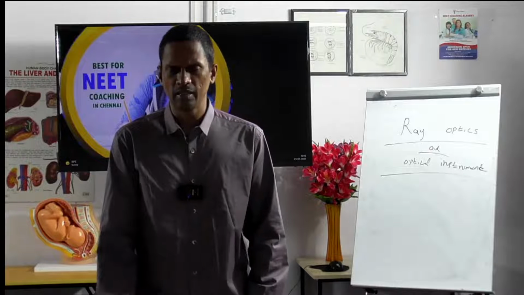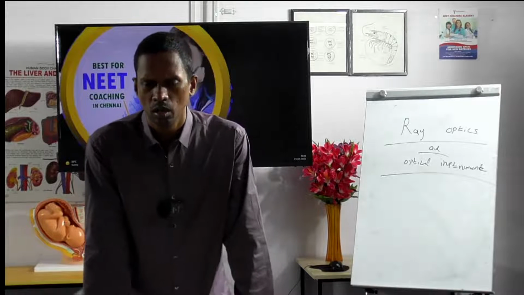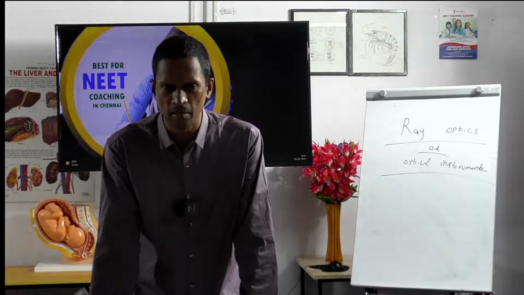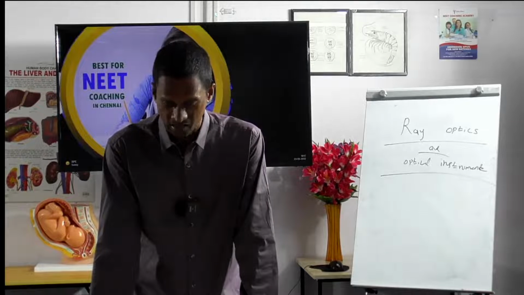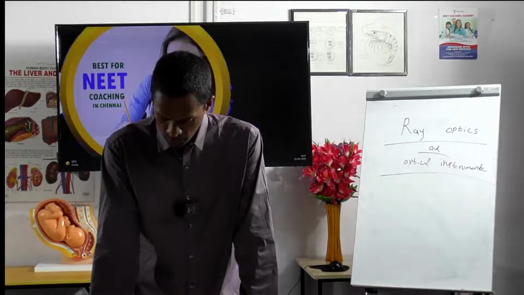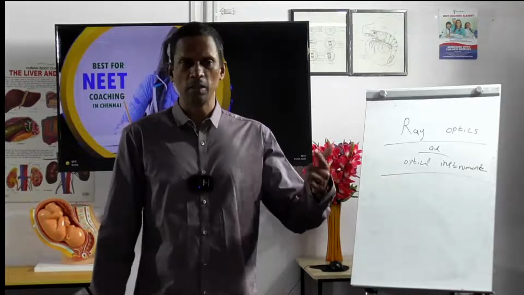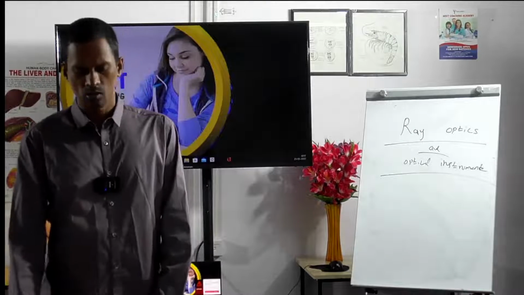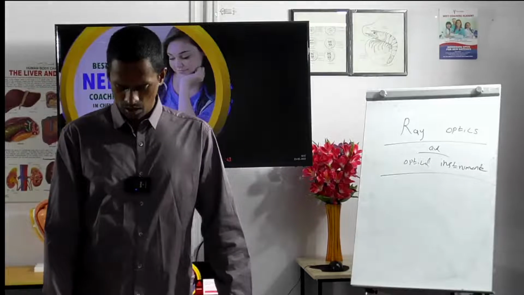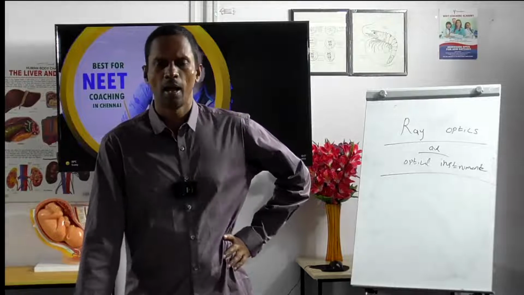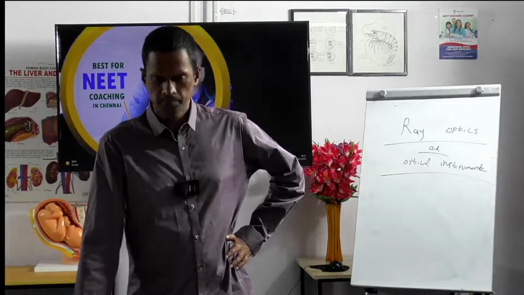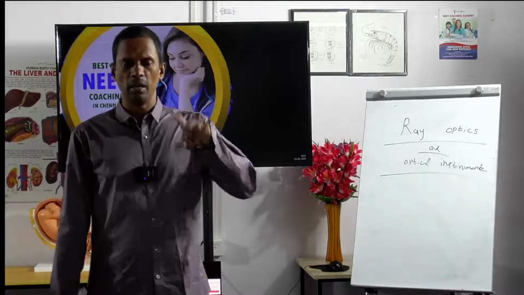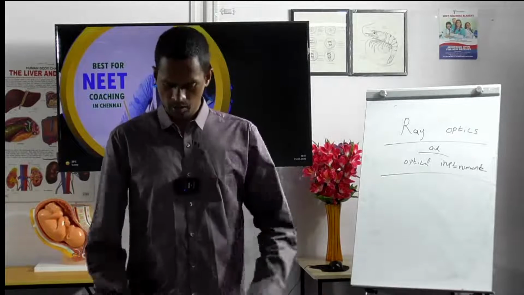What is the D I told? The equation is M is equal to 1 plus D by F. D is the distance from the image to the lens.